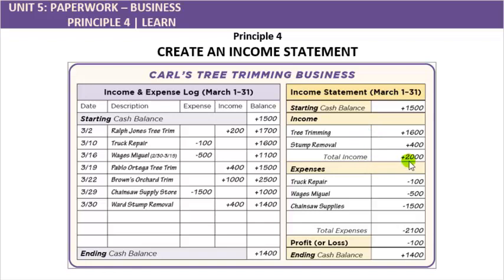So Carl earned 2,000. Remember, income is money in, so it's plus. And Carl spent 2,100. It went out, so out means expense. So how much more did Carl spend than he earned? Can you guess the answer? Kindly note your answer down. I'll pause for about 5 seconds.